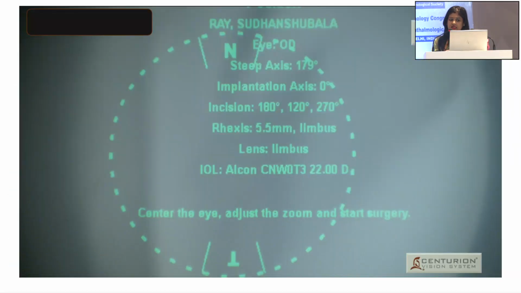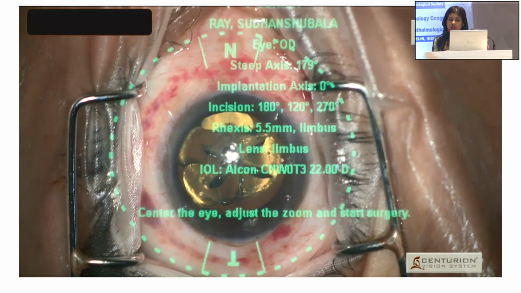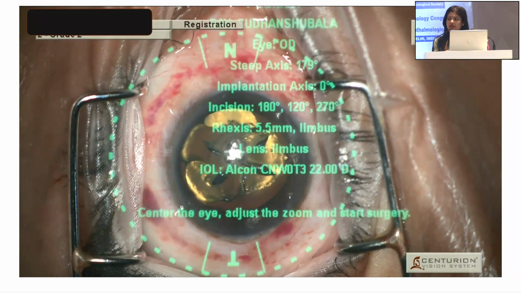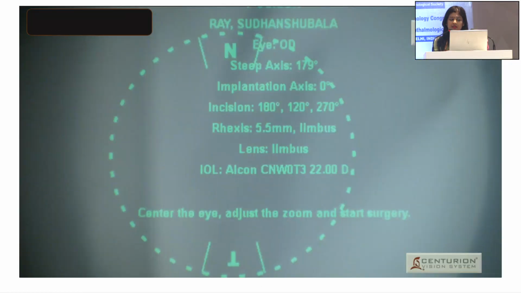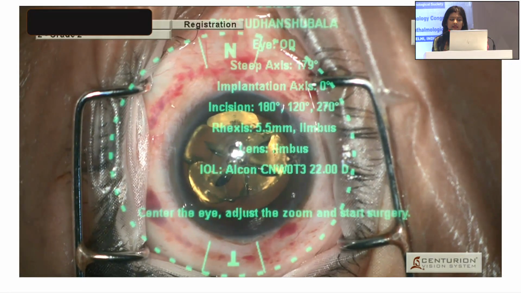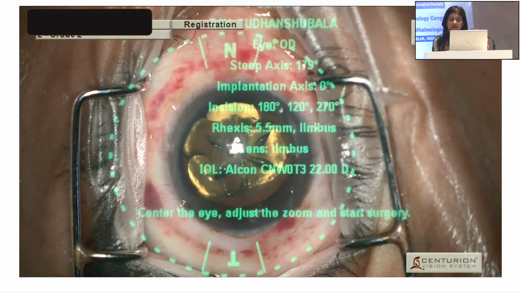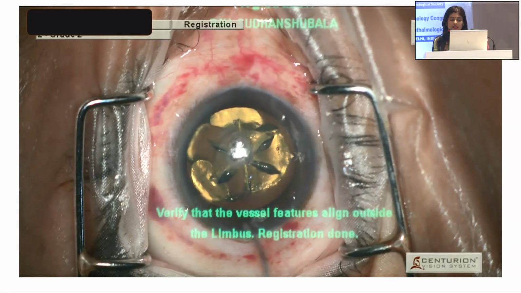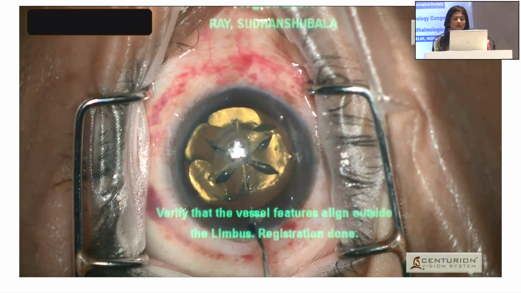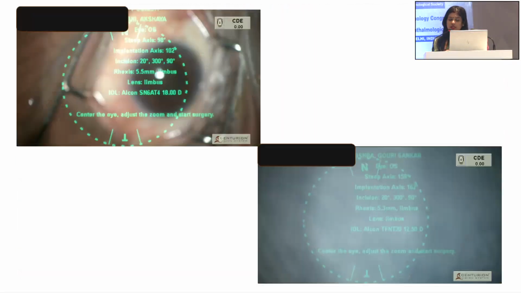Let's understand this. So first, a normal case where you can see the pupil is well dilated, you can have a rhexis of around 5.5, and as demonstrated earlier by the earlier speaker, the rhexis and the nucleotomy is done, and after that it is just a piece of cake like any other routine cases.